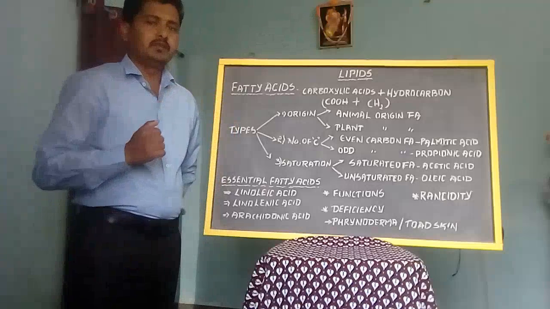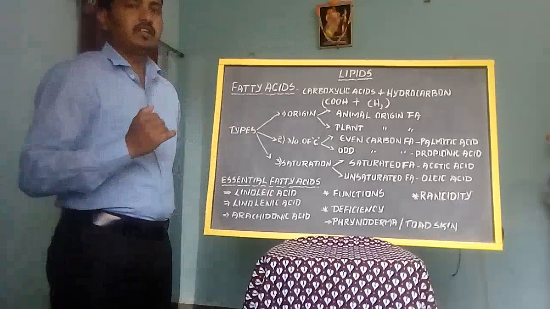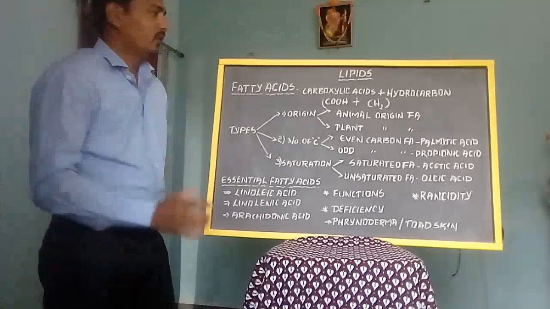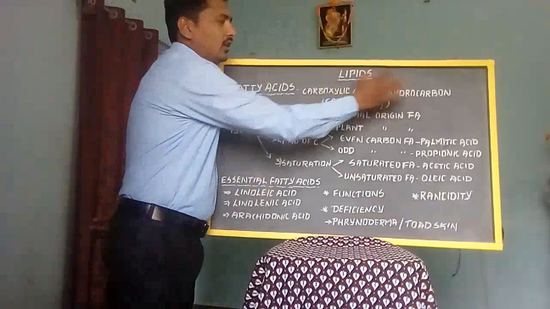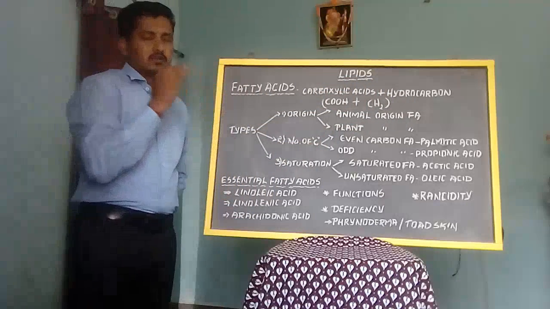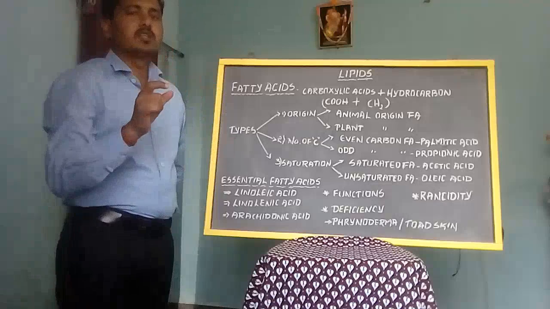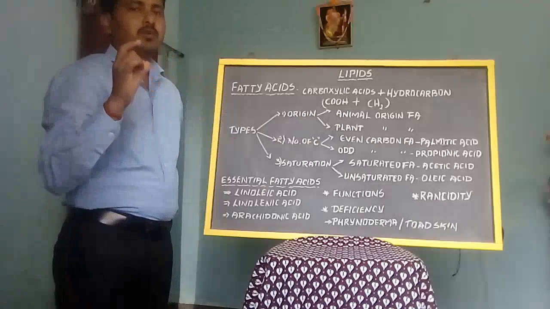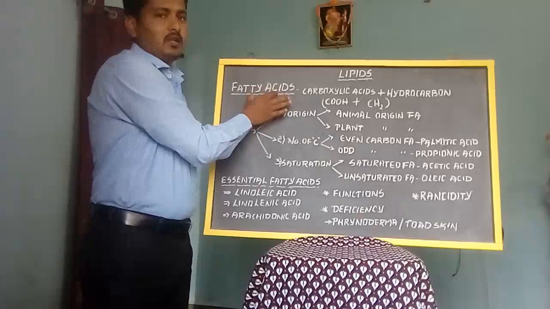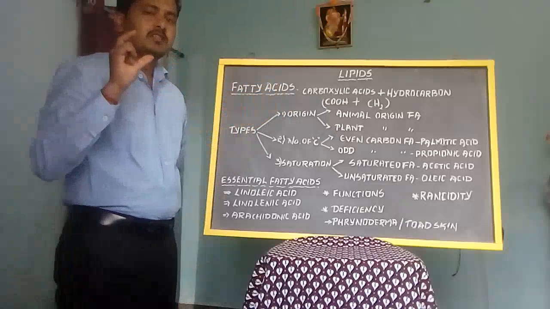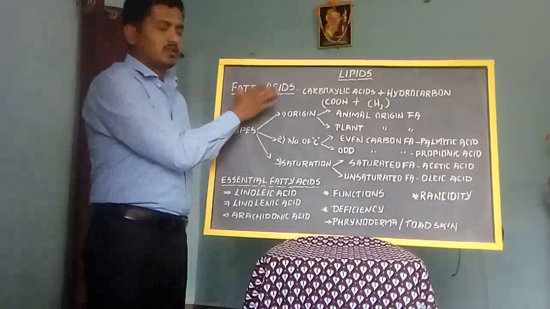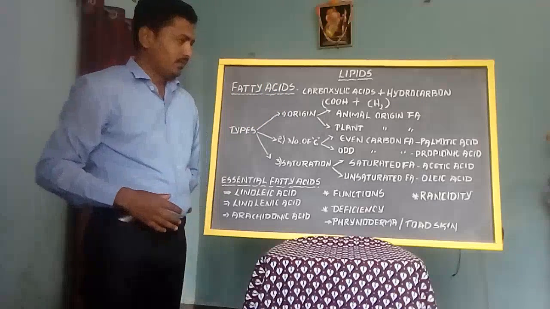Then how will we define the term fatty acids? Fatty acids are a combination of a carboxylic acid and a hydrocarbon side chain. We will call it a fatty acid. And these fatty acids are the simplest form of lipids.